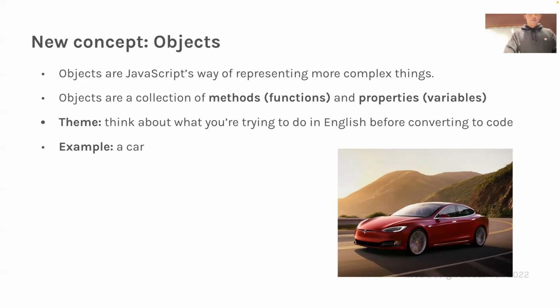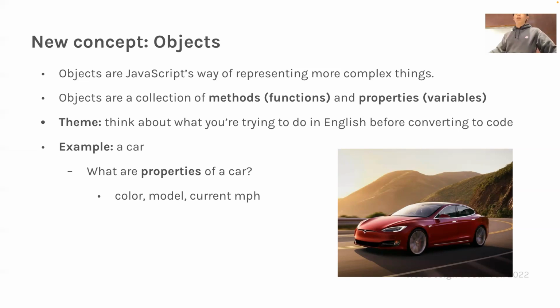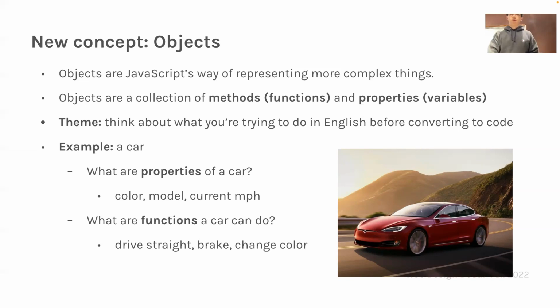So yeah, with a car, you have properties of a car like color, model, current speed. These are something that define the current state of the car. And then functions are what this car can do: drive straight, brake, change color. And these functions can also modify these attributes of the car. Like if you brake, the speed of the car might change.